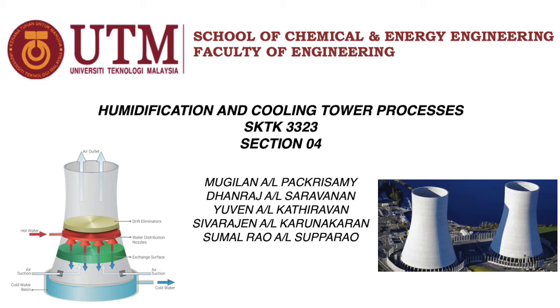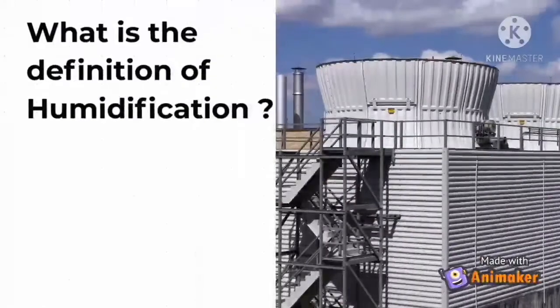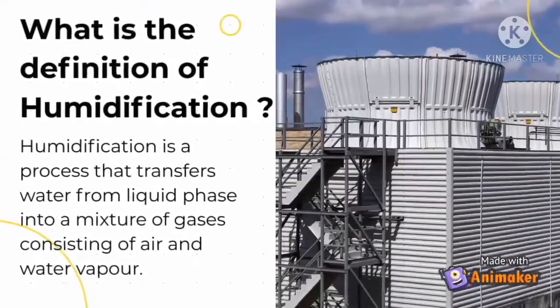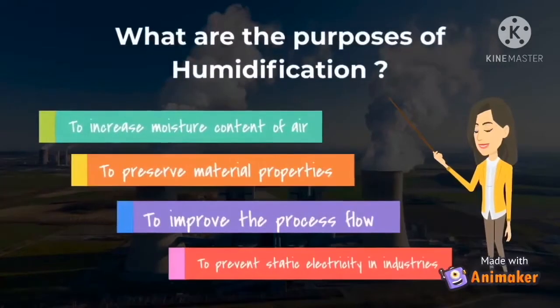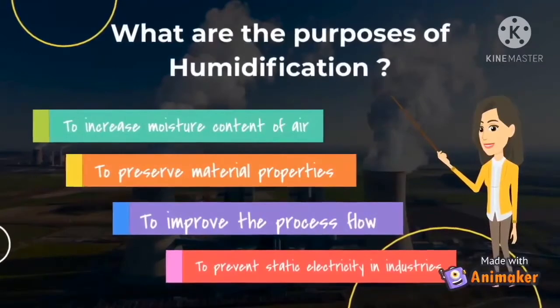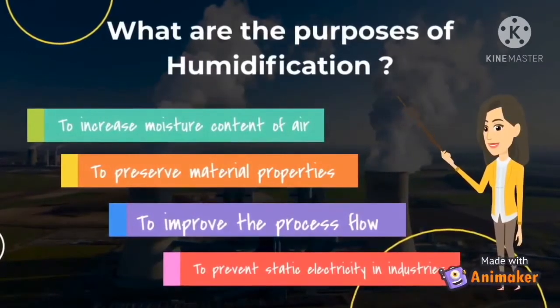Hello everyone, today we're going to talk about humidification and cooling tower processes. Humidification is a process that transfers water from liquid phase into a mixture of gases consisting of air and water vapor. The humidification process is to increase moisture content of air, to preserve material properties, to improve process flow, and to prevent static electricity in industries.